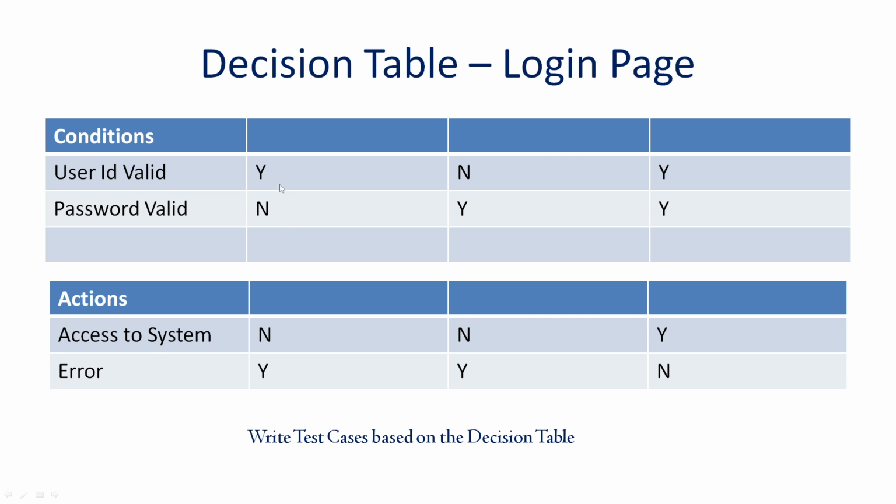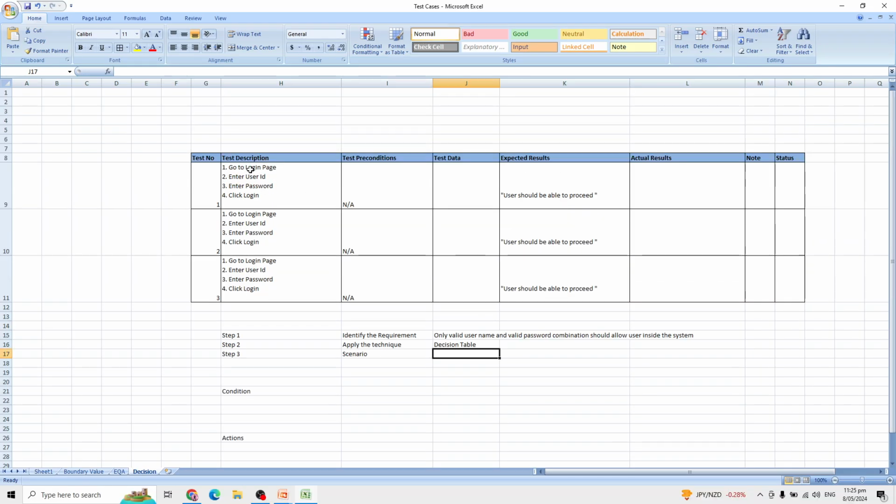Not always is each column one test, but here in this situation, for this column we are going to write one test, and this one test, and this one test. So the first test is going to be valid user ID and invalid password. I just wrote some sample tests: valid user ID and invalid password. So click login. User should not be able to proceed. Error message should be displayed.